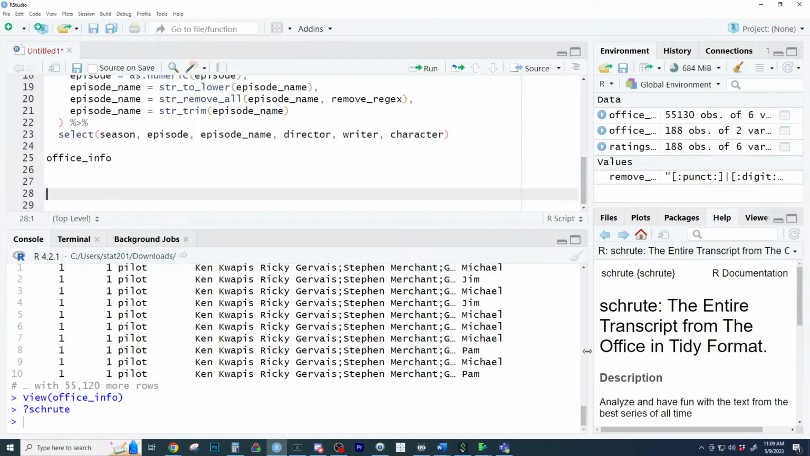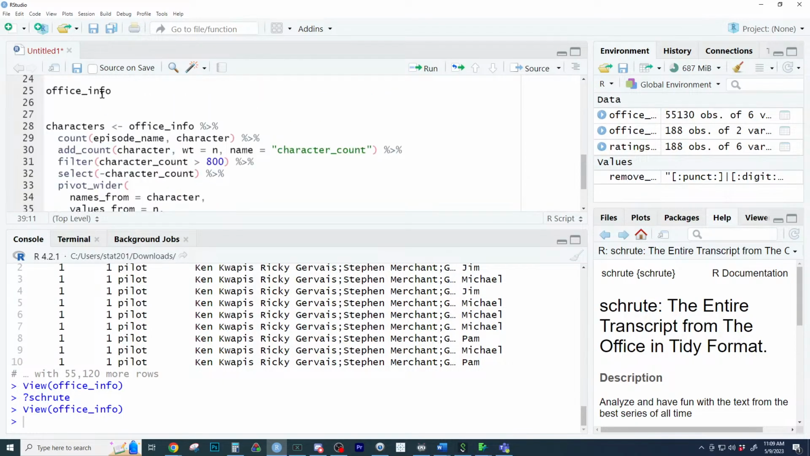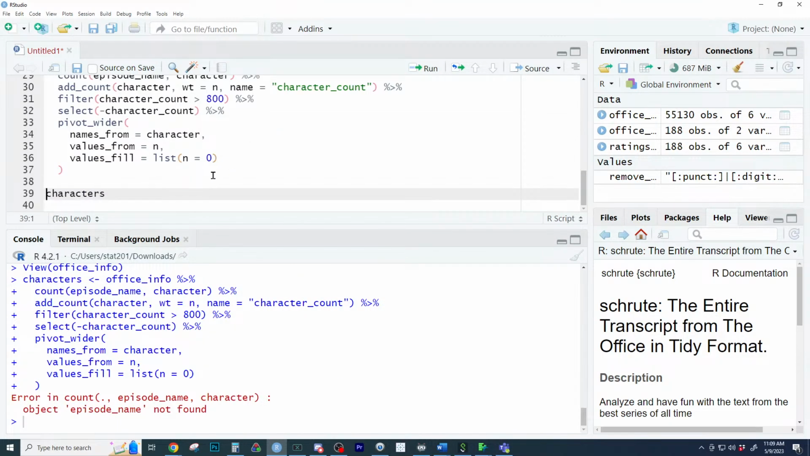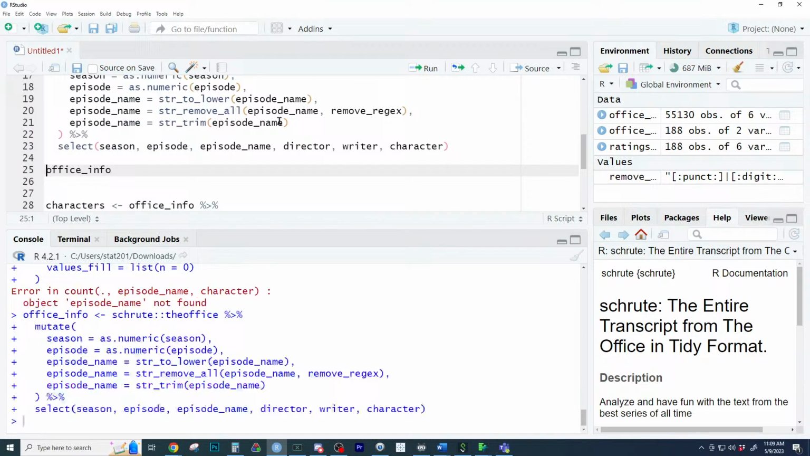So I think we're missing the one row right here. If we go to this Office info thing, I wish it said what they said, but we should be able to see that. So here we're taking character info, counting the times the character speaks. Oh, so it's just filter character count greater than 800. And now we go right here: episode name not found. Dun, dun, dun. Her code should work.